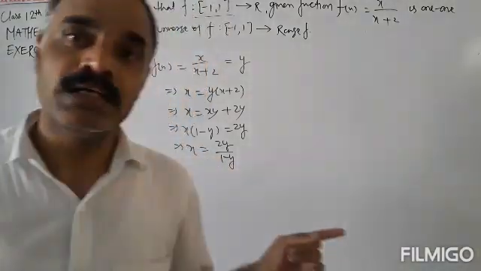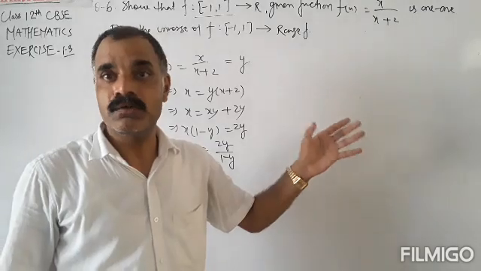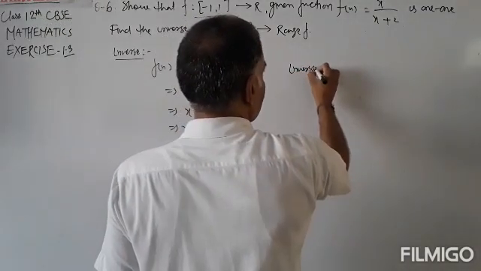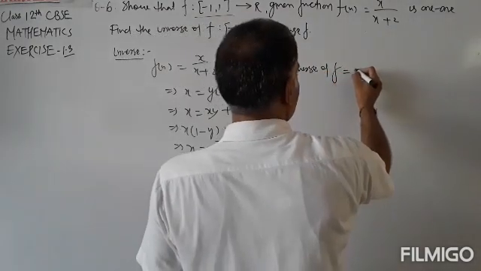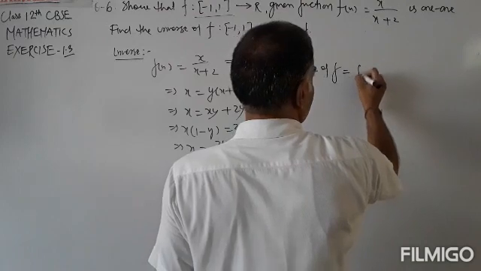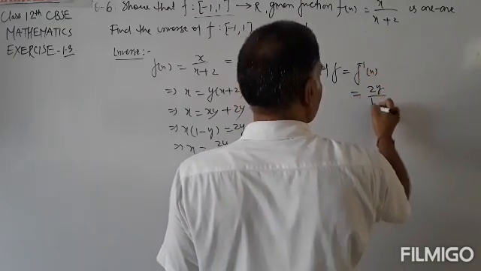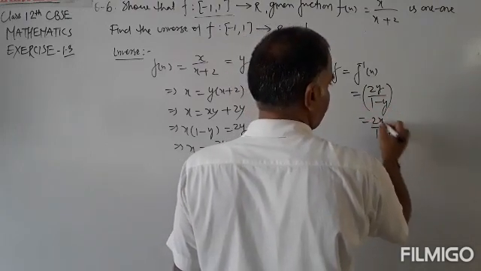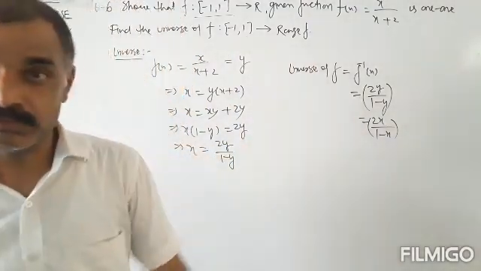2y upon 1 minus y is x, and x is the inverse of f. So the inverse of f is f inverse of x, that is equal to 2y upon 1 minus y, that is 2x upon 1 minus x. Okay, so this is the inverse of the given function.